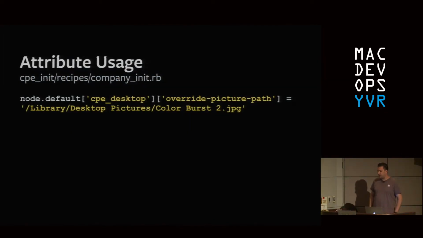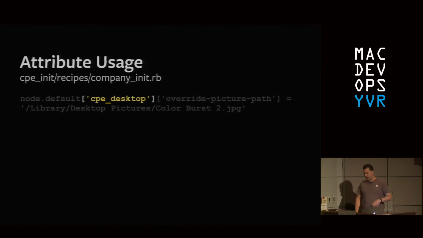So for instance, let's say we want to set the desktop wallpaper. You have node.default CPE desktop, which is the cookbook. The option we're setting is override picture path, and we're setting it to a picture. If we break it down again, this is the cookbook name, and the cookbook owns that namespace, meaning the only thing you should find in CPE desktop is things related to managing desktop-related settings. The actual value is override picture path, that's the key name, and then the value for that is the path to the JPEG.